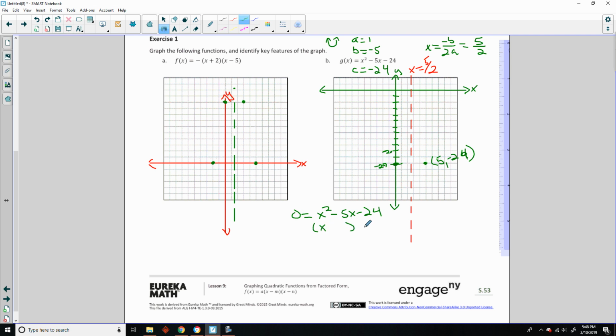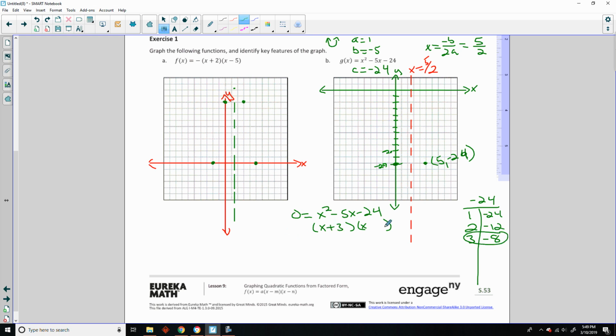That is an a of 1, and therefore I'm looking for factors of negative 24 that add up to negative 5. So they're different signs. One's positive, one's negative, and the bigger one is negative to get your middle term negative. So 1 times negative 24 adds up to negative 23. 2 times negative 12 adds up to negative 10. 3 times negative 8, that's negative 5. There is the value I'm looking for.